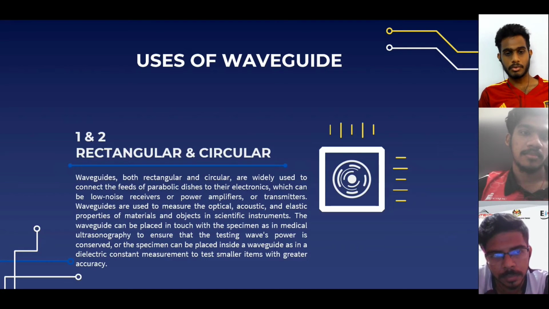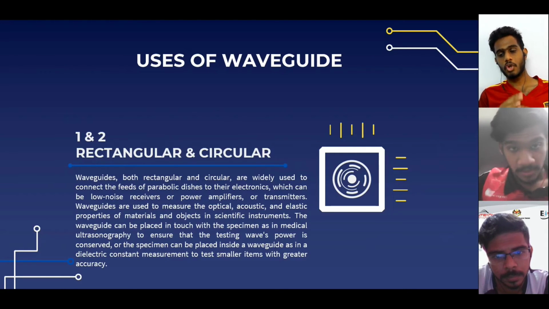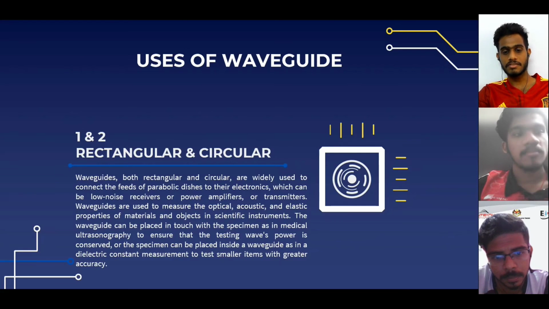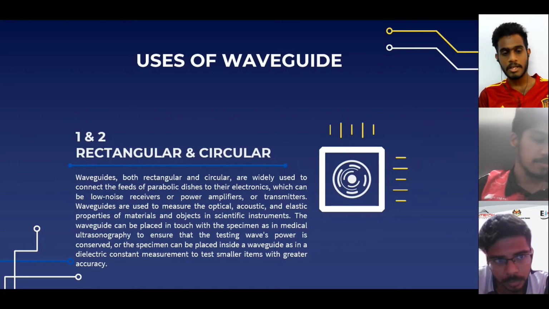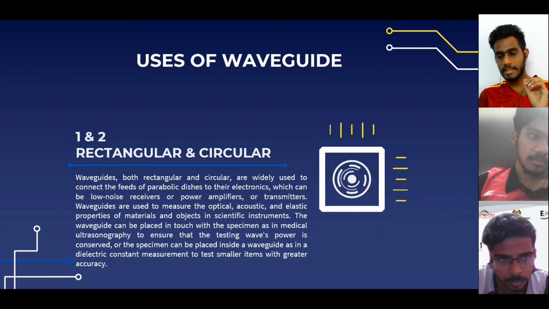Waveguides, both rectangular and circular, are widely used to connect the feeds of parabolic dishes to their electronics, which can be low noise receivers or power amplifiers or transmitters. Waveguides are used to measure the optical, acoustic, and elastic properties of materials and objects in scientific instruments. The waveguide can be placed in touch with a specimen, as in medical ultrasonography, to ensure that the testing wave's power is conserved, or the specimen can be placed inside a waveguide, as in a dielectric constant measurement, to test smaller items with greater accuracy. Okay, let's see the next one.